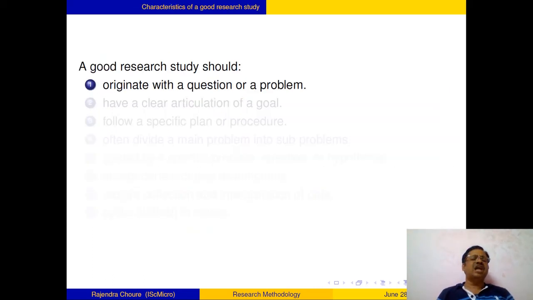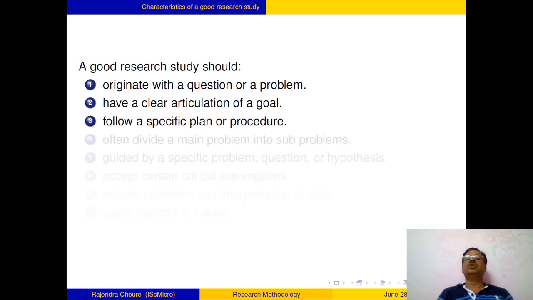And it shall always be considered very carefully what the criteria are for a good research study. First, it shall originate with a question or a problem. Your research shall start with a question or a problem, and shall have a clear articulation of the goal. You shall say clearly what you want at the end of your research.